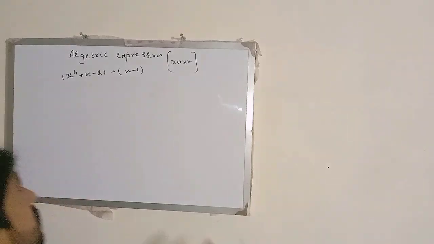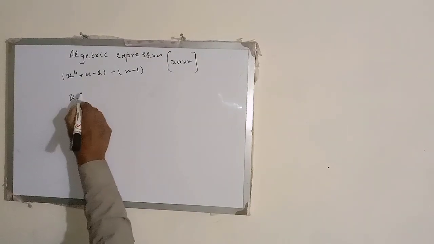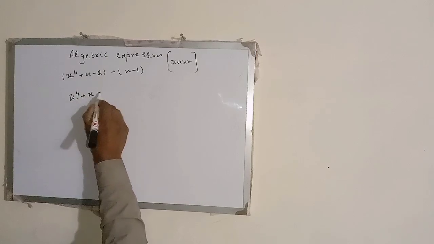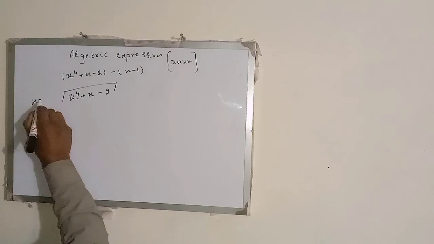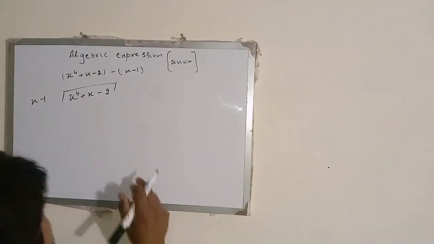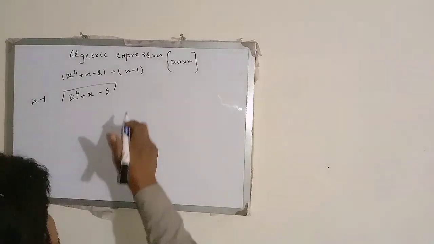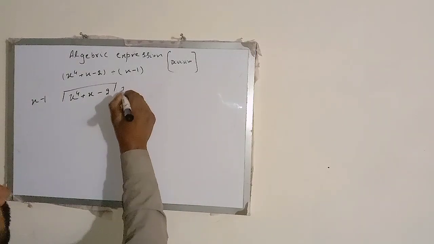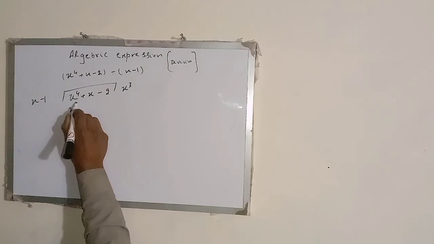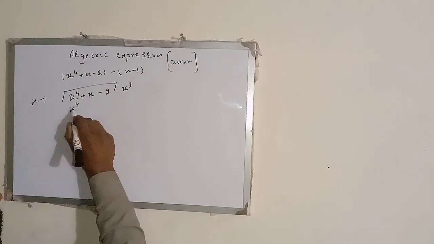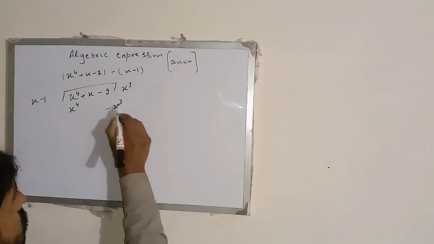Today we discuss the division of an algebraic expression. We have the algebraic expression x^4 + x - 2 divided by x - 1. We choose a term that, when multiplied with x - 1, gives x^4. This term is x^3. So the result is x^4 - x^3.